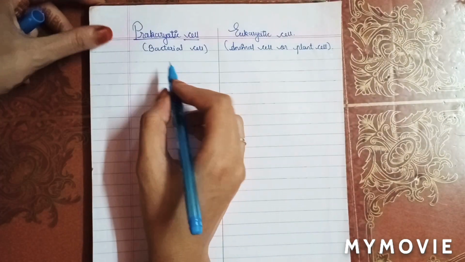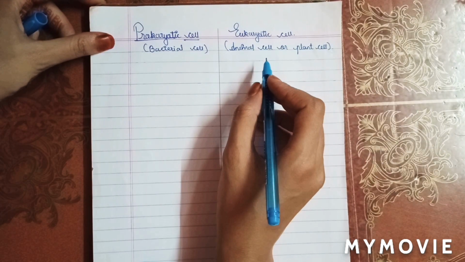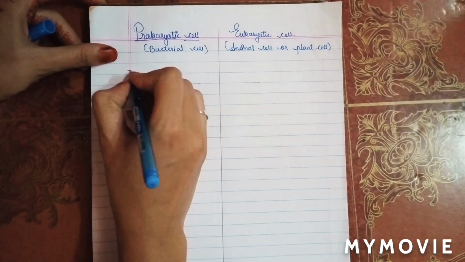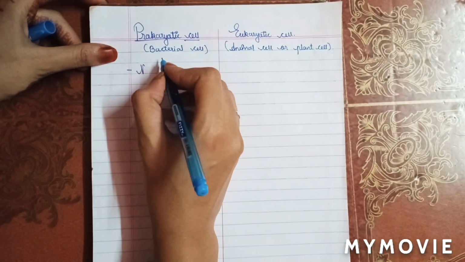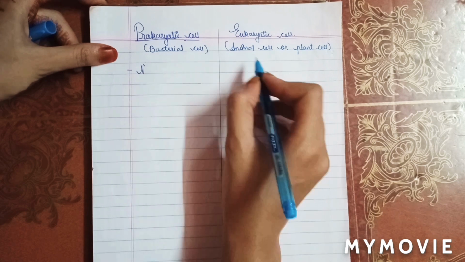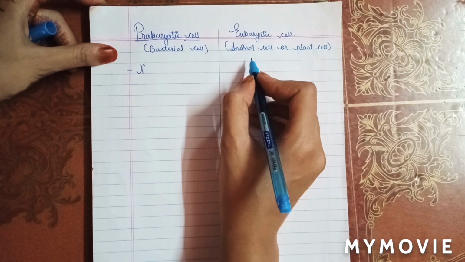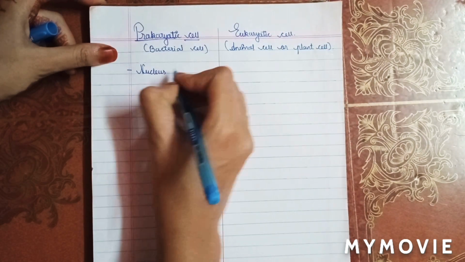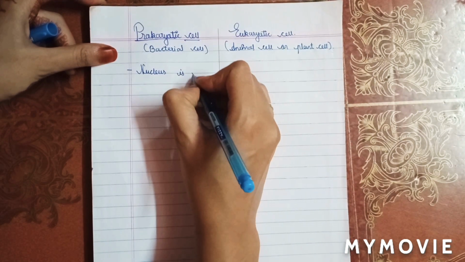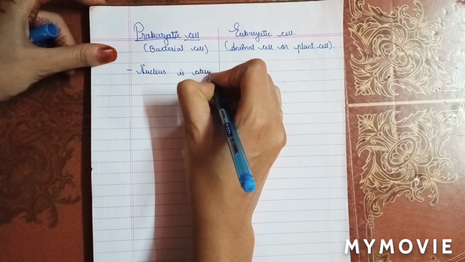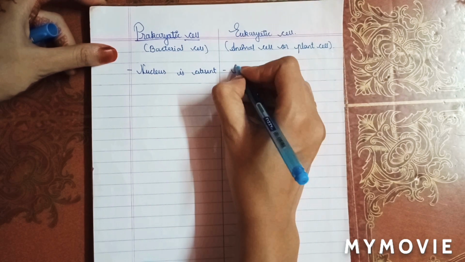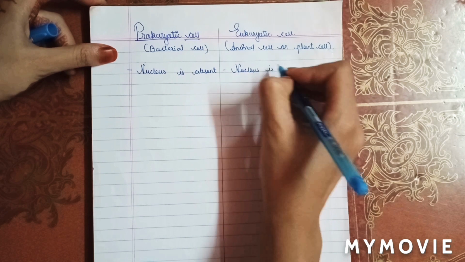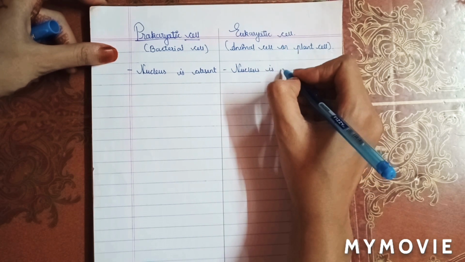The main difference between prokaryotic cell and eukaryotic cell is the nucleus. Nucleus is absent in case of prokaryotic cell, whereas nucleus is present in case of eukaryotic cell.